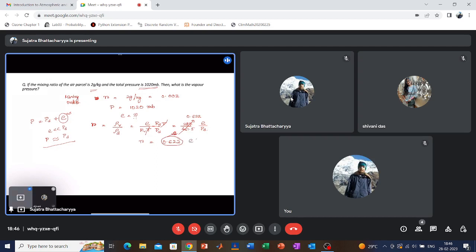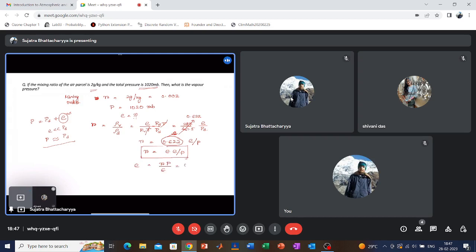So this is E by P. Okay, R will be equal to epsilon E by P. This is the formula of the mixing ratio. Now we need to find out E. Therefore E will be equal to R into P divided by epsilon.